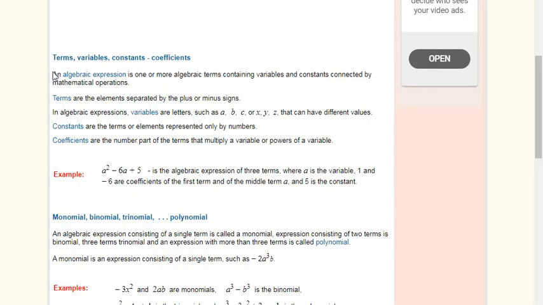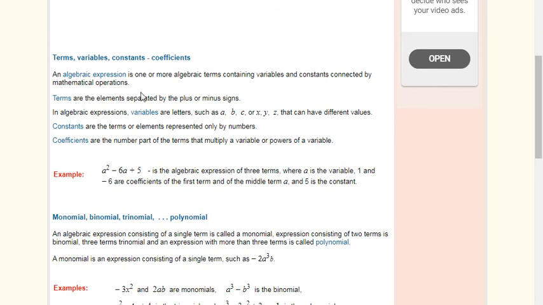Few concepts. Now, an algebraic expression is one or more algebraic terms containing variables or constants connected by mathematical operations. Mathematical operations means plus, minus, anything. It should contain constants and variables. Constant means 2, 3, 4, etc. Variables means x, y, x square, y square, anything.